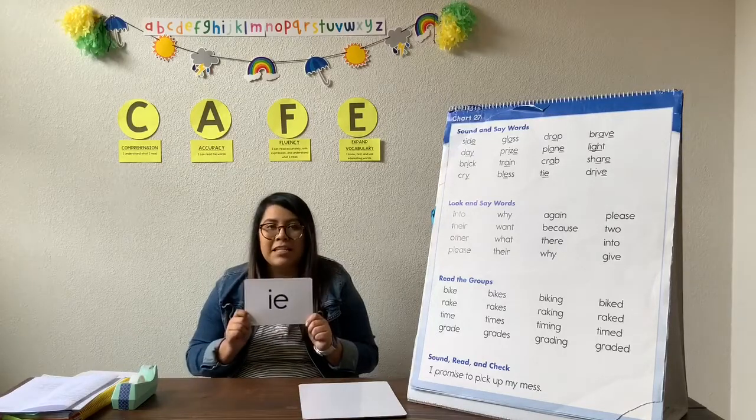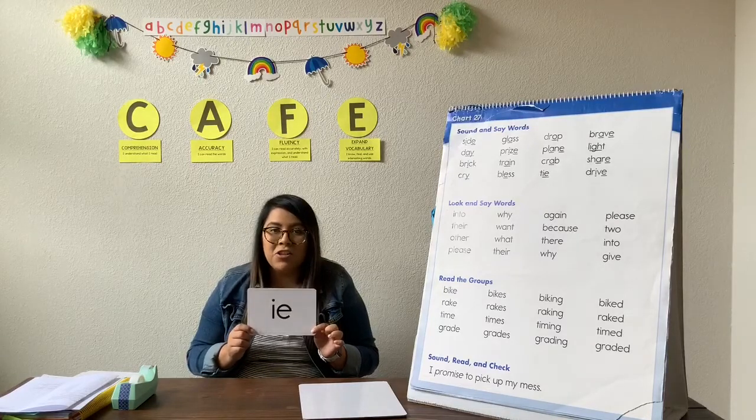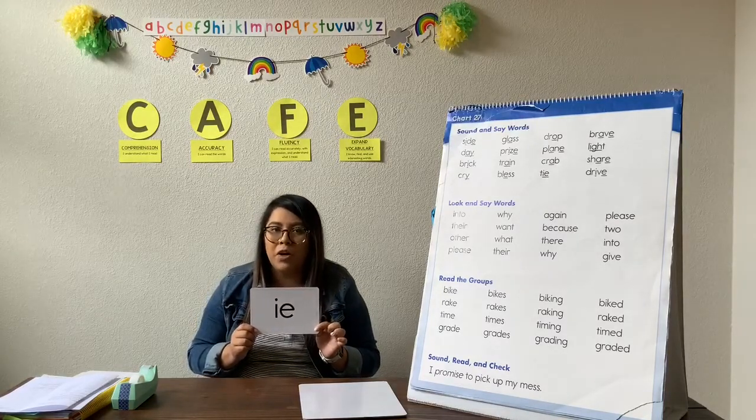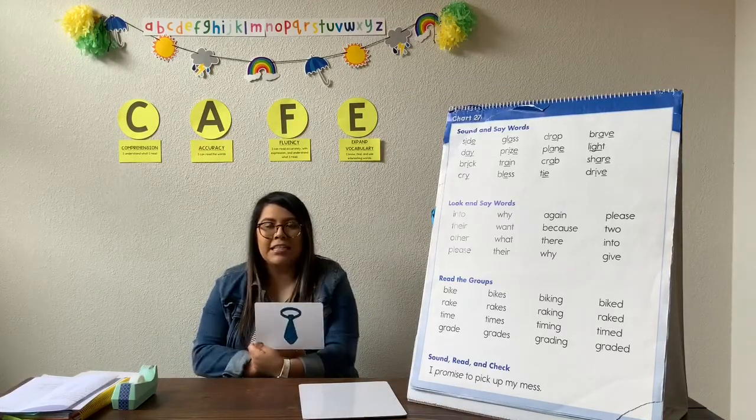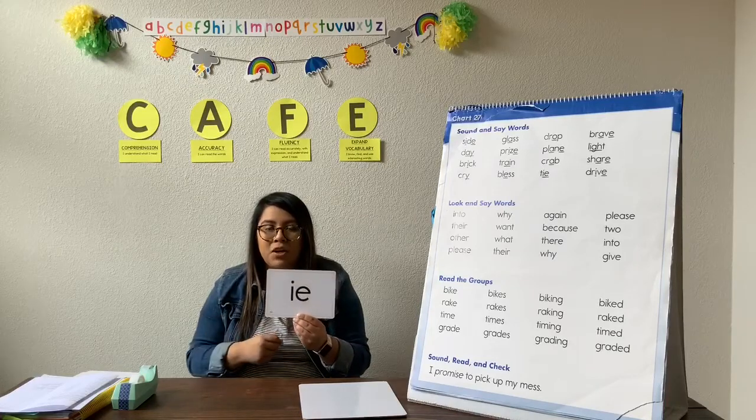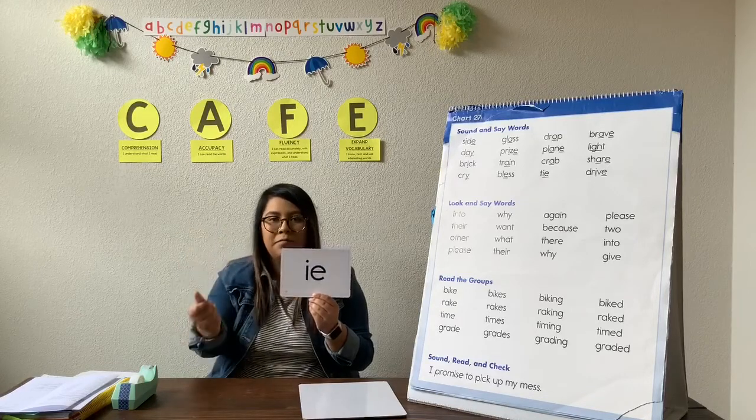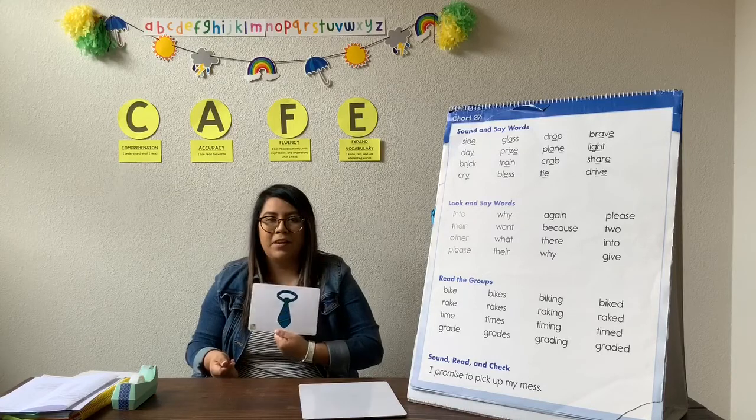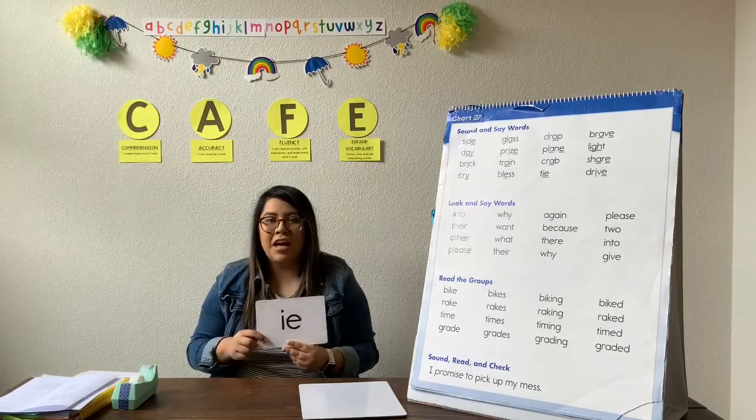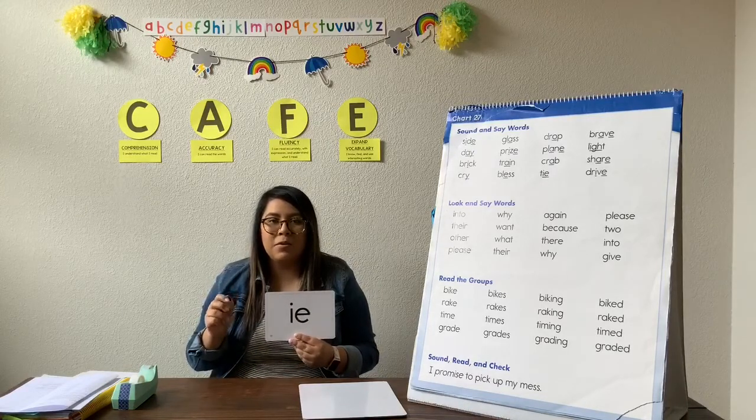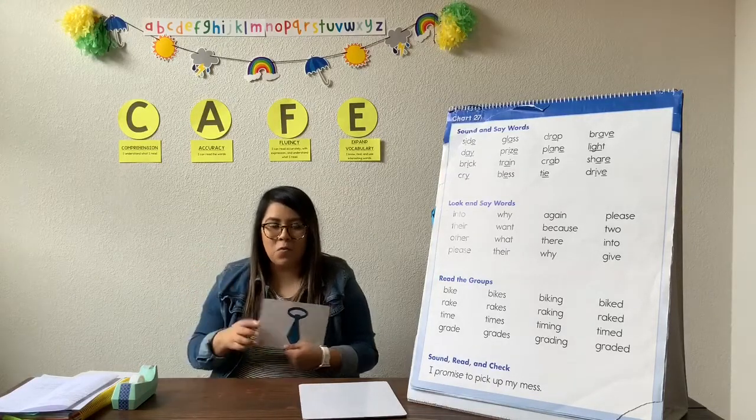Our first one is IE, and IE makes the long I sound usually at the end of a one-syllable word. For example, tie. I as in tie. So when I snap, you will tell me the sound and our keyword. Our sound. I. Our keyword when I snap. Tie. And does it usually come in the beginning, middle, or end? When I snap, you'll tell me. Yes, it usually comes at the end of a one-syllable word.